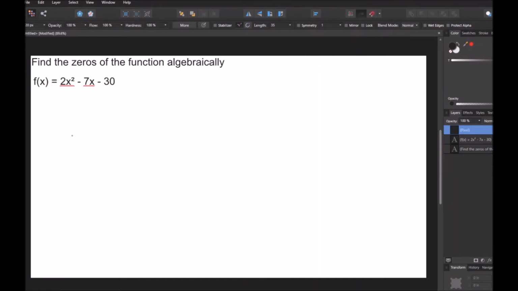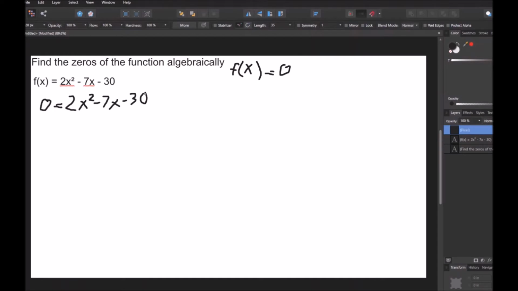Okay, so in this next question we're asked to find the zeros of the function algebraically, and the function we're given is f of x equals 2x squared minus 7x minus 30. So the important thing to remember here is what it means to find the zeros. It wants you to find the x values where f of x equals 0. And in order to find this, I can just plug in 0 for f of x. So I have 0 equals 2x squared minus 7x minus 30.